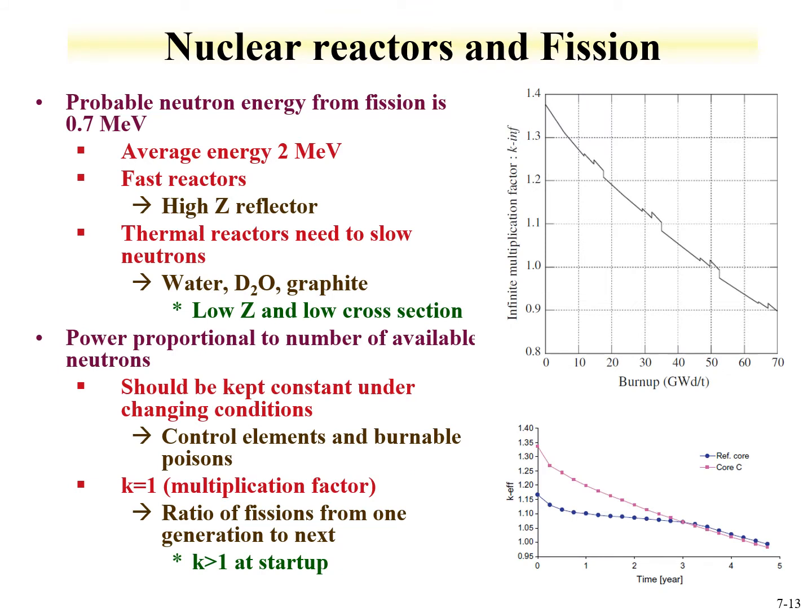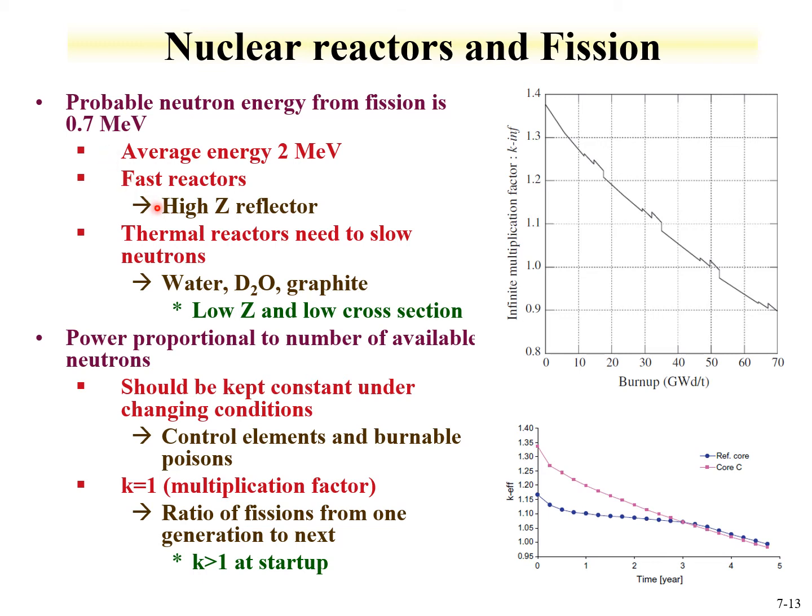Some more detail on neutrons and fission in reactors is presented here, where we see that the probable neutron energy is a little under an MeV, while the average energy is about 2 MeV. This is actually used in fast reactors, since 2 MeV neutrons are certainly high enough to fission non-fissile isotopes like uranium-235. The only thing you would need to do is construct a reactor, a fast reactor, where the neutrons are not moderated or slowed down.